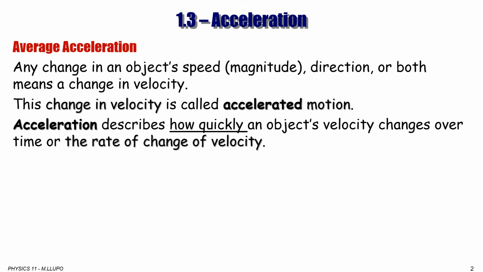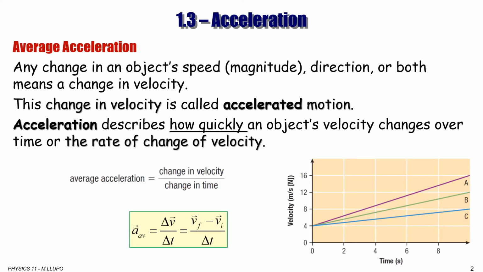Acceleration describes how quickly an object's velocity changes over time, or the rate of change of velocity. For example, if you want to compare whether a car is accelerating faster or slower, it is how quickly the car picks up speed in a shorter period of time. That means the car is powerful, is fast, is accelerating quicker. Take a look at the diagram on the bottom right.